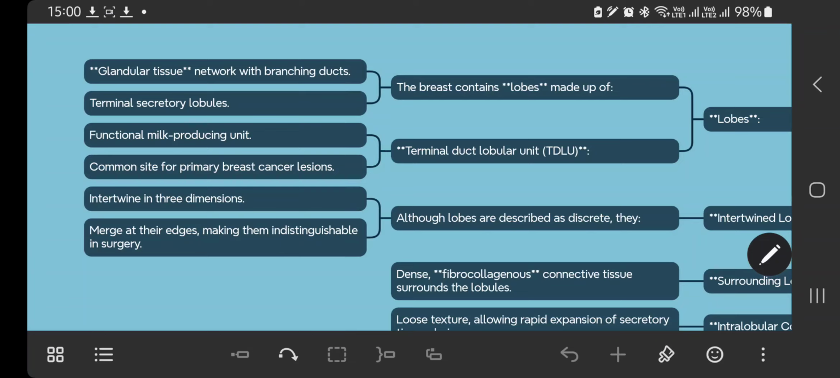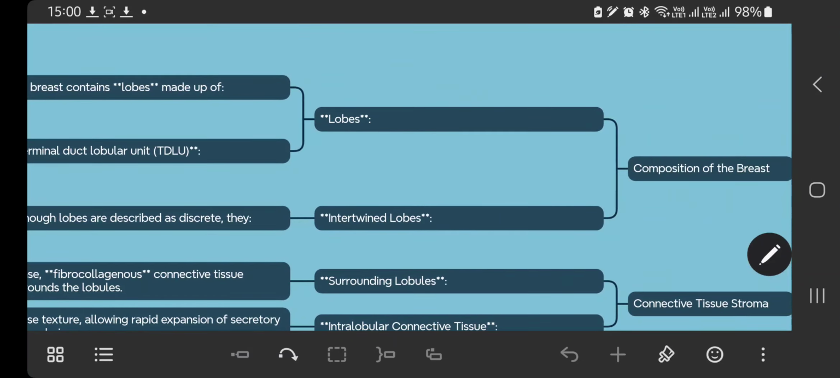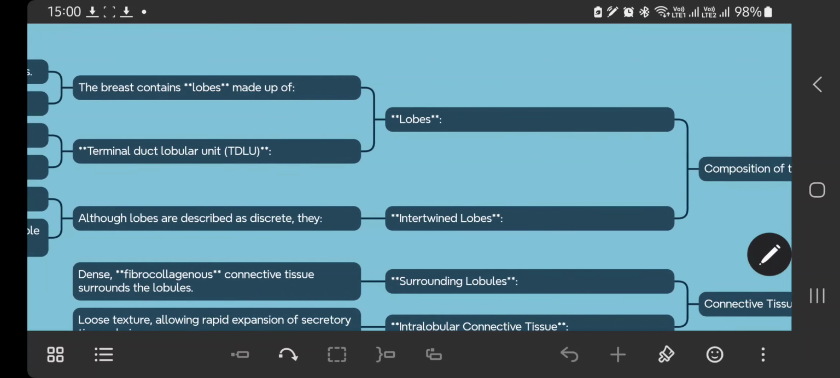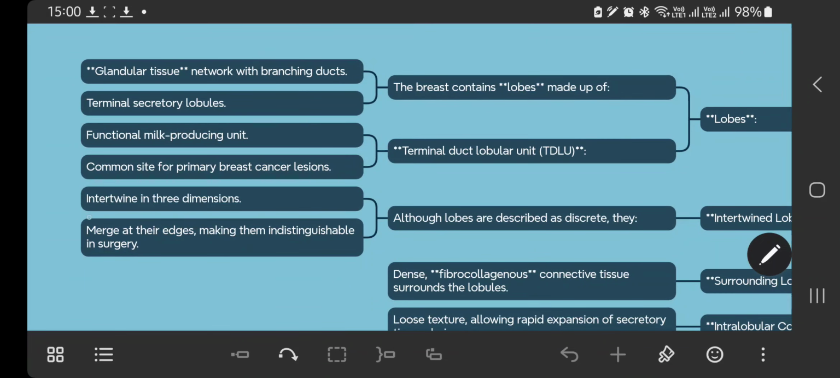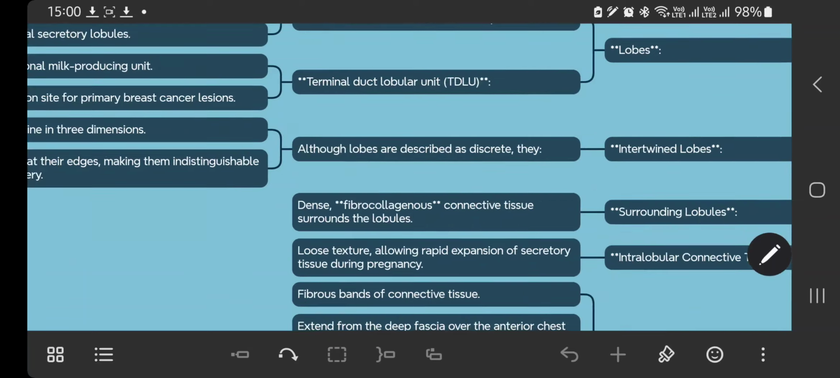So there are 2 points. The breast contains lobes, which have glandular tissue and terminal secretory lobules. And there's the terminal duct lobular unit, which is the functional milk producing unit and the common site for primary breast cancer lesions. The next part of the composition is the intertwined lobes. All the lobes are described as discrete, but they intertwine in 3 dimensions and merge at the edges, making them indistinguishable in surgery. In surgery, you can't see them separately.